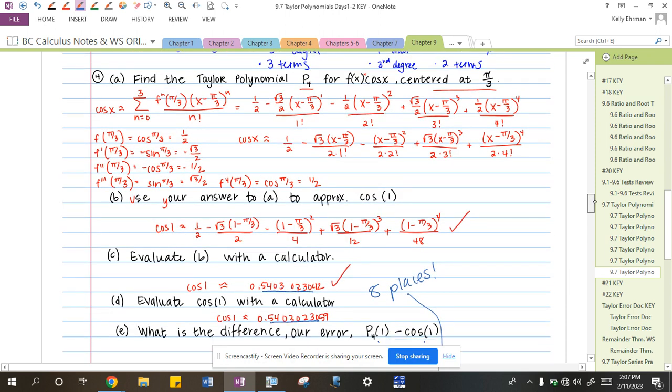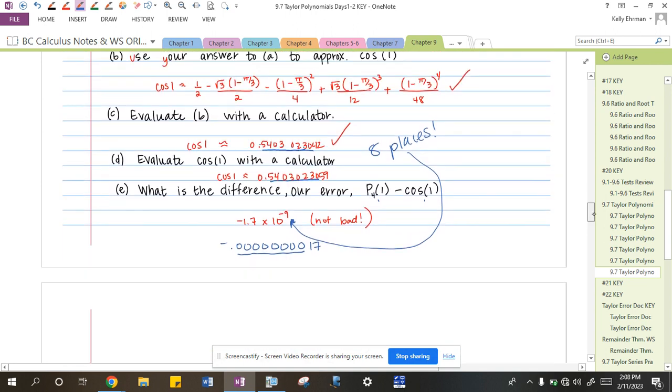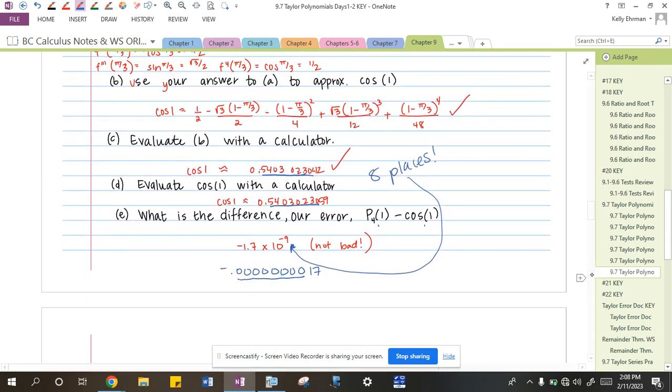We only had 1, 2, 3, 4. So a 5-term polynomial, a degree 4 polynomial, can predict or approximate a cosine value that accurately. It's actually pretty impressive. All right, we're stopping there for today.